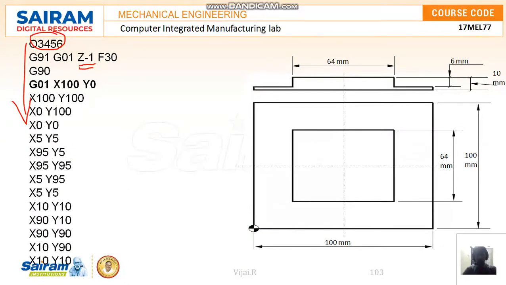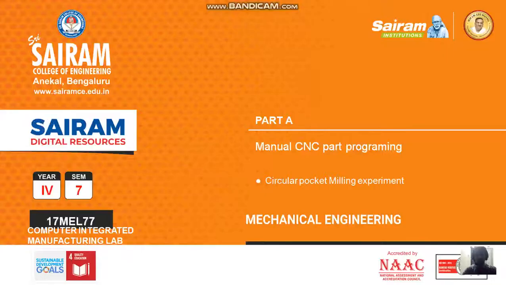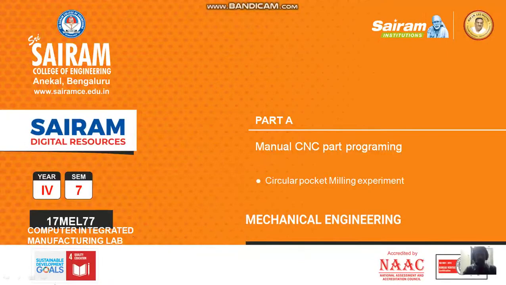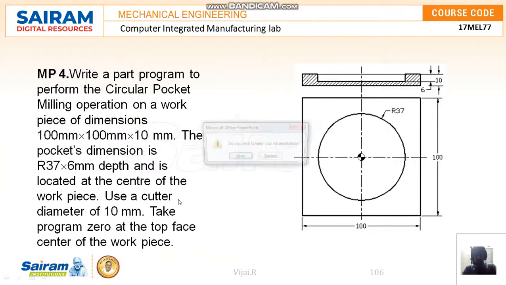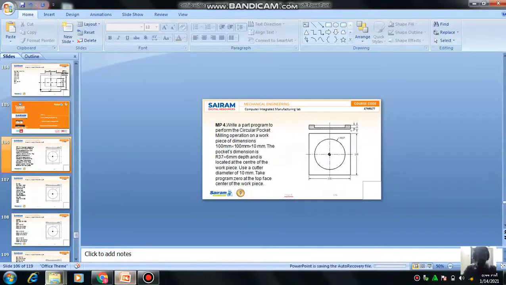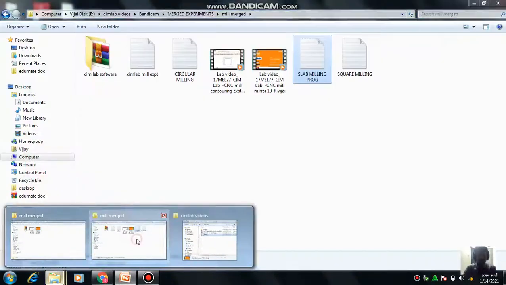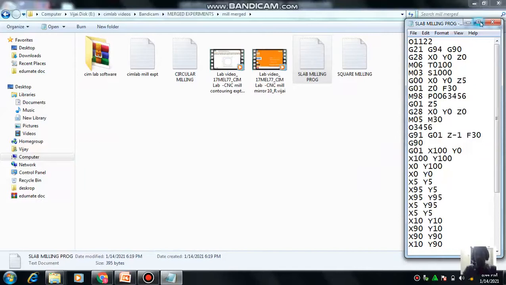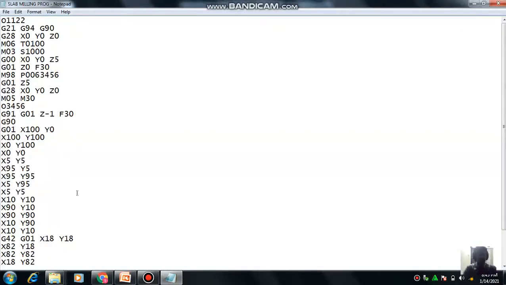And now we have to go and show the simulation, how it is to be done. So I will show how to do the simulation now. Let me see the simulation, how it is. First type this program in a separate notepad, so that it will be easy to copy and paste. Type this in a notepad like this, wherever it is. So I have a slab milling program like this. So this is how it is to be done.